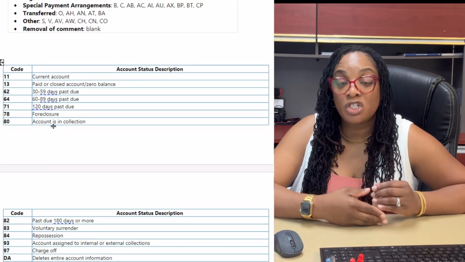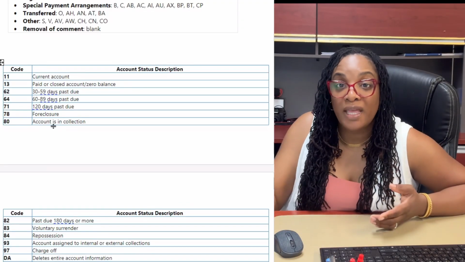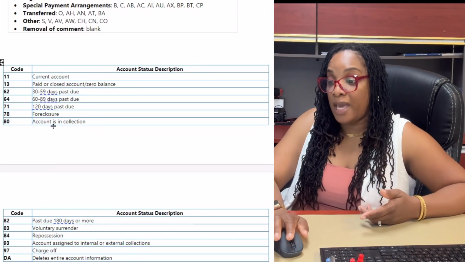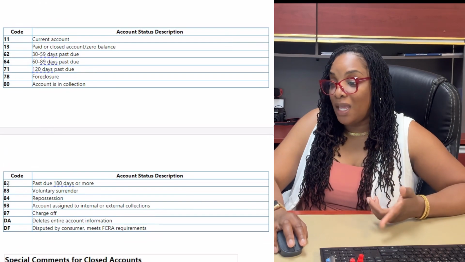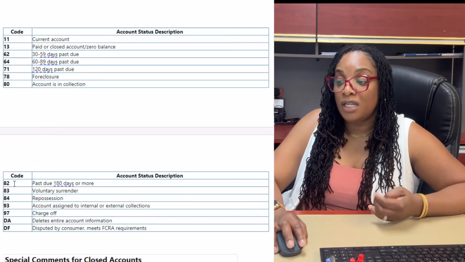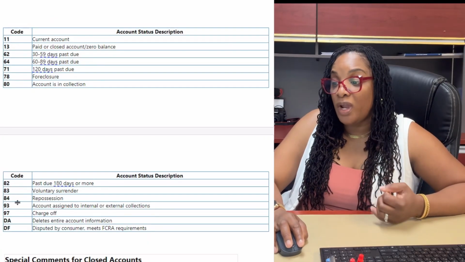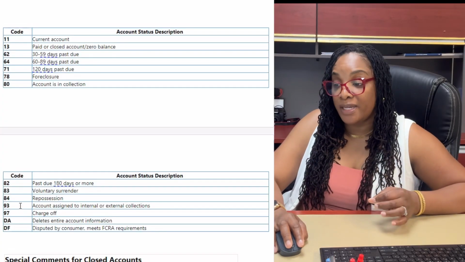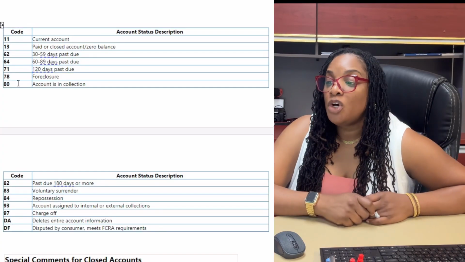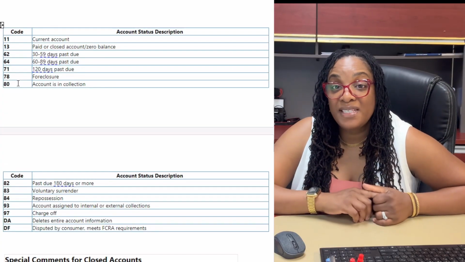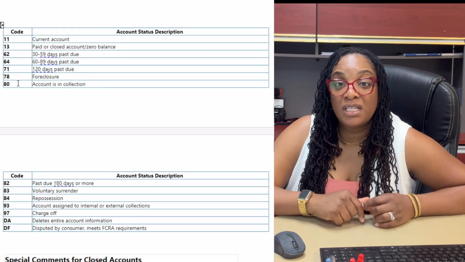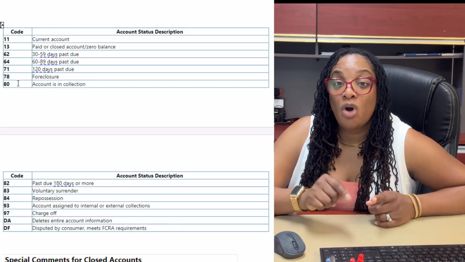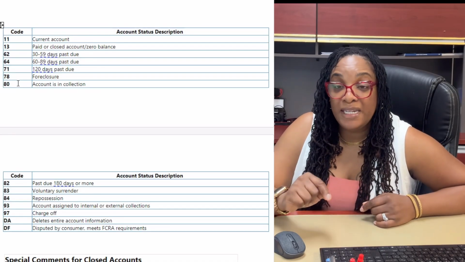That means the account has been charged off, or the debt has been sold or handed over to a collection agency to recoup the debt that is owed. Then you'll see that code. Past due 180 days or more, you will see code 82. 83, voluntary surrender. 84, repossession. 93, account assigned to internal or external collections. 97. Code 80, account is in collections. That means they're probably about to charge your account off, because they're trying to collect from you and not getting anything.